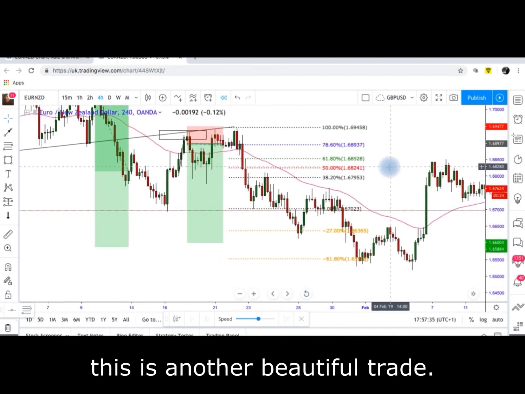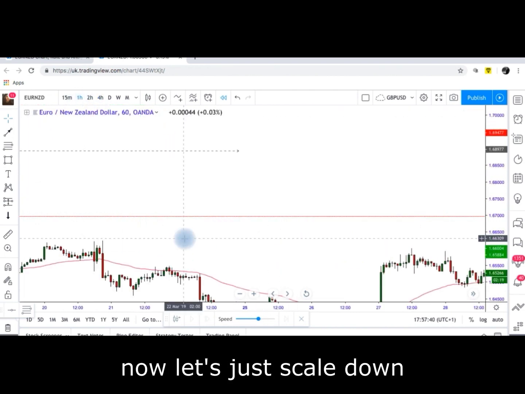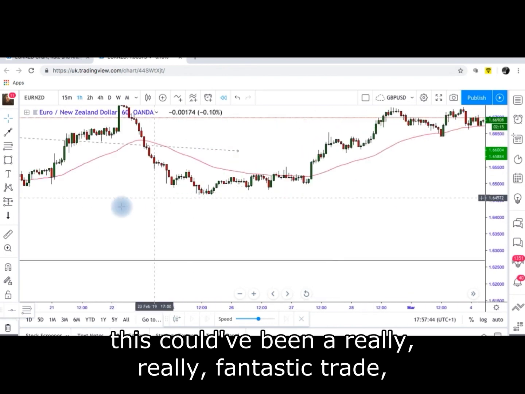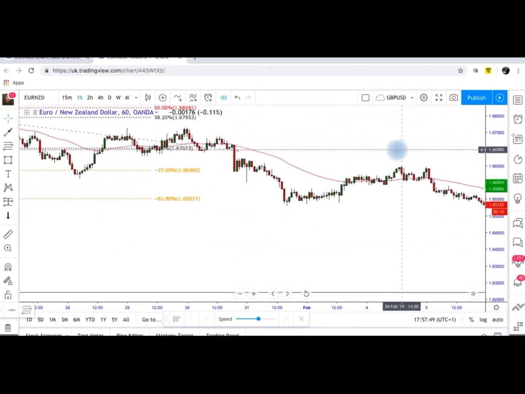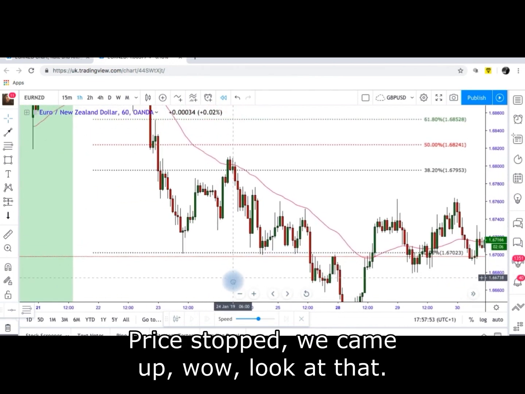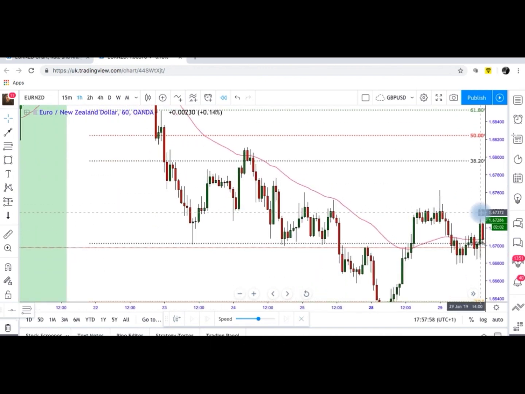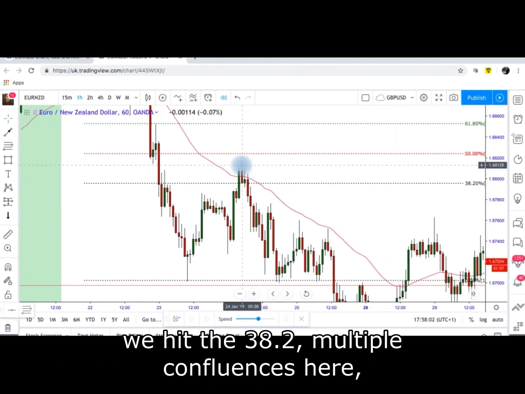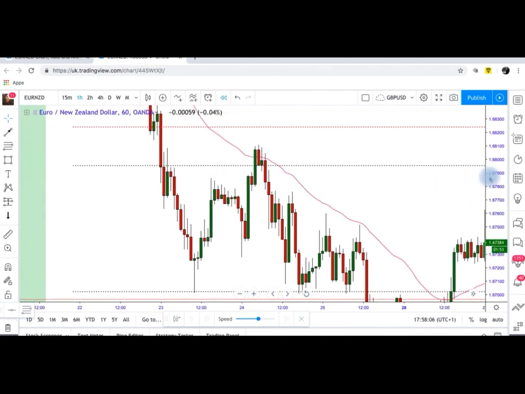And again, this is another beautiful trade. When price stops, attach a fib. Now let's just scale down on this particular trade because this could have been a really, really fantastic trade. So price stopped, we came up. Wow, look at that. Not only did we hit the 1 hour 50 EMA, we hit the 38.2, multiple confidences here.